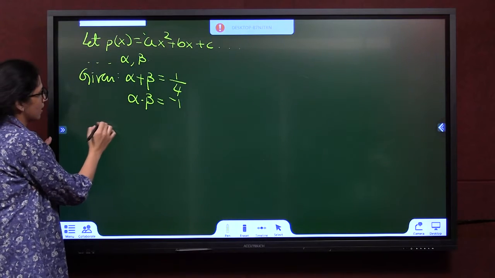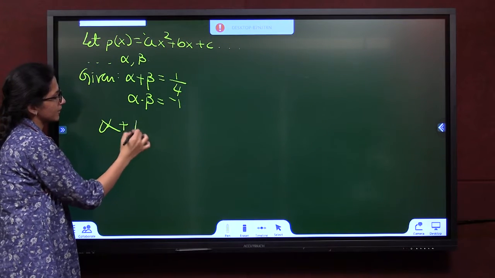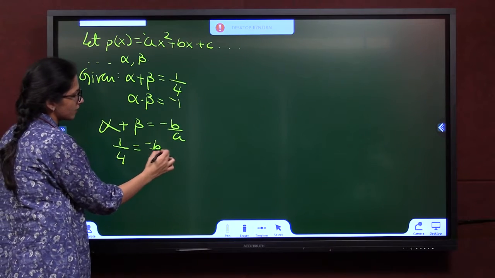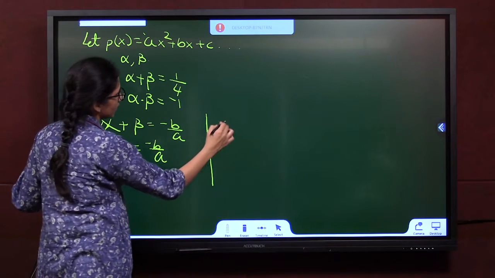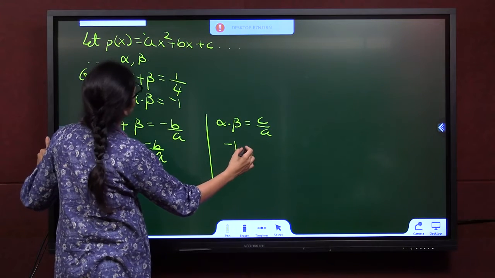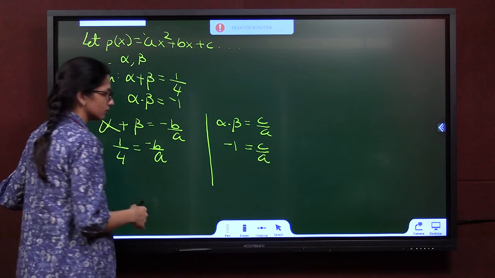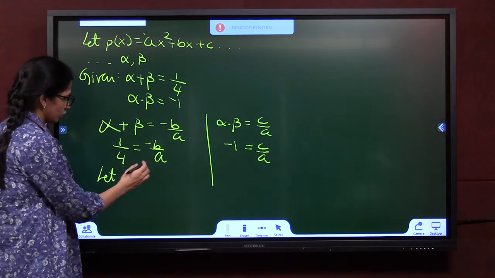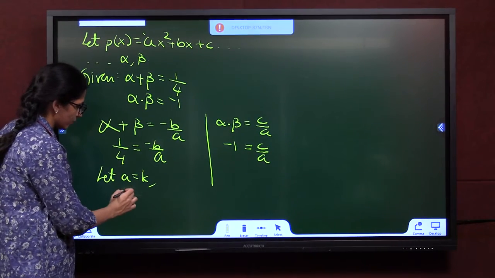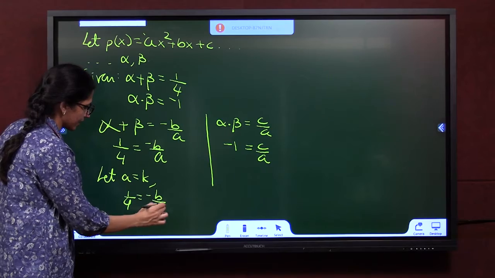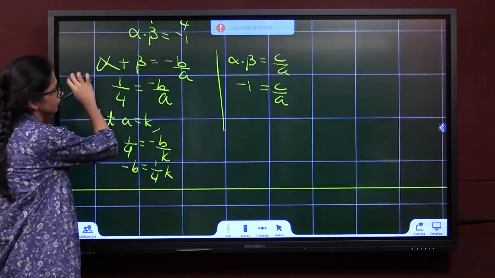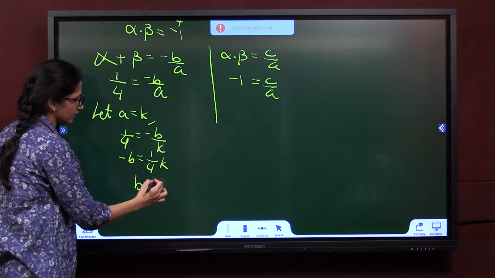So now how do we do this? We know that alpha plus beta is minus b by a. Alpha plus beta is 1 by 4 is equal to minus b by a. And here we know alpha into beta is equal to c by a. Alpha into beta is minus 1. Is that right? Yes. So we can say let a be k. Now if a is k, what happens to b? 1 by 4 is equal to minus b by k. Minus b is equal to 1 by 4k. b is equal to minus k by 4.